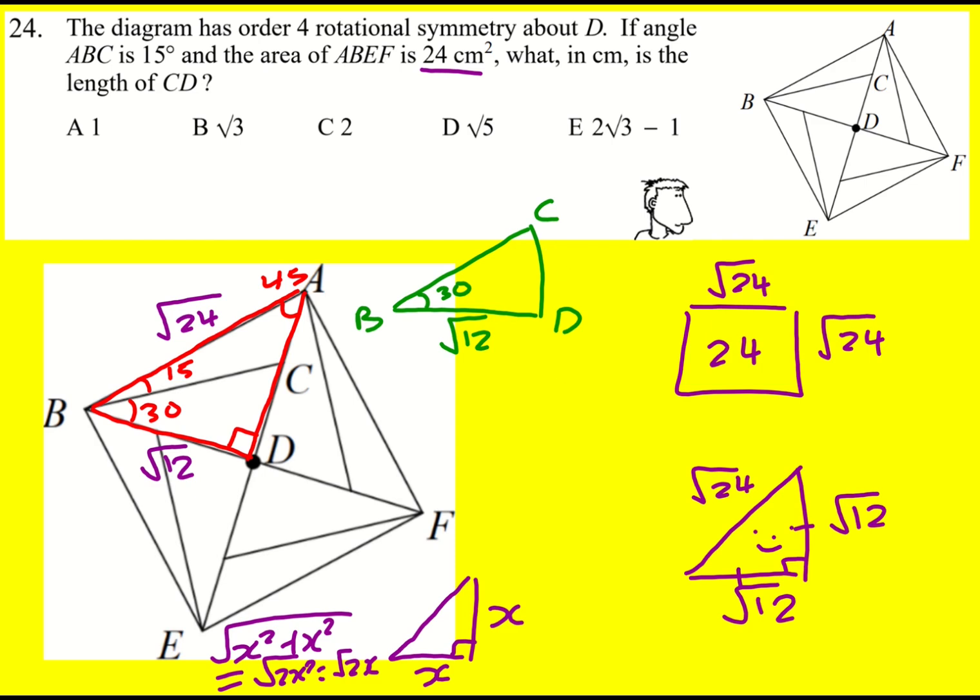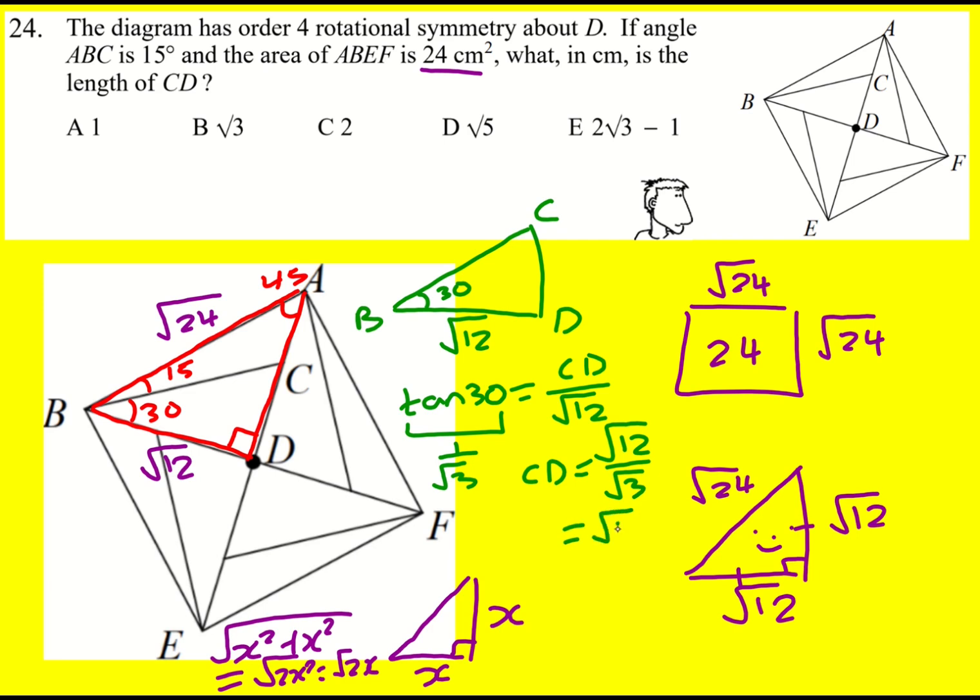I can use exact trig values. Tan 30 is going to equal opposite, which is CD divided by root 12. And tan 30 is actually 1 over root 3. That's one to just learn. And therefore CD becomes root 12 times 1 over root 3, or root 12 over root 3, which is going to become root 4, because you just do root of 12 divided by 3, which gives an answer of 2. Okay, that is a great question.